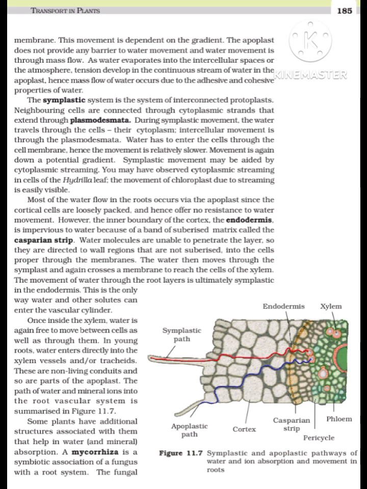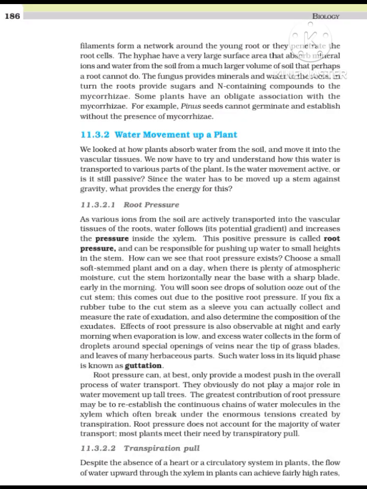mineral absorption. A mycorrhiza is a symbiotic association of a fungus with a root system. The fungal filaments form a network around the young root, or they penetrate the root cells. The hyphae have a very large surface area that absorb mineral ions and water from the soil from a much larger volume of soil than perhaps a root can.